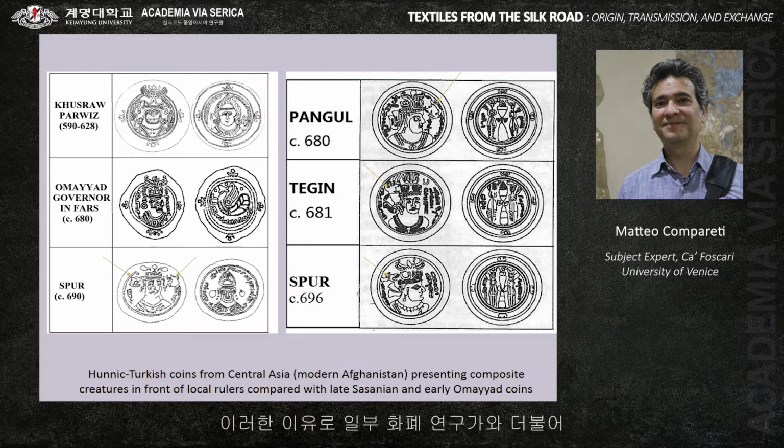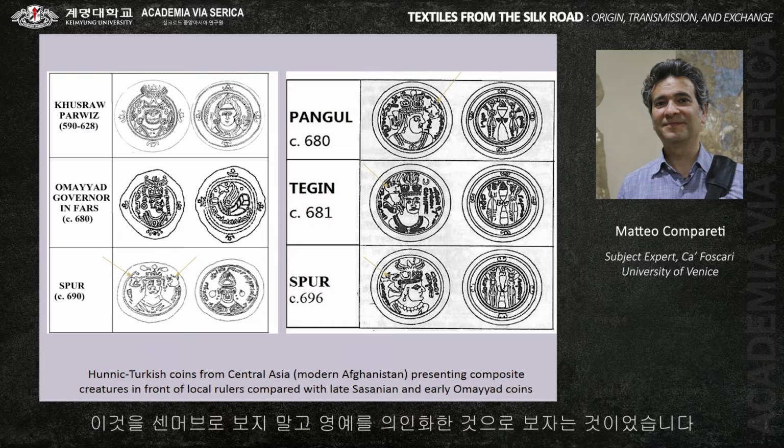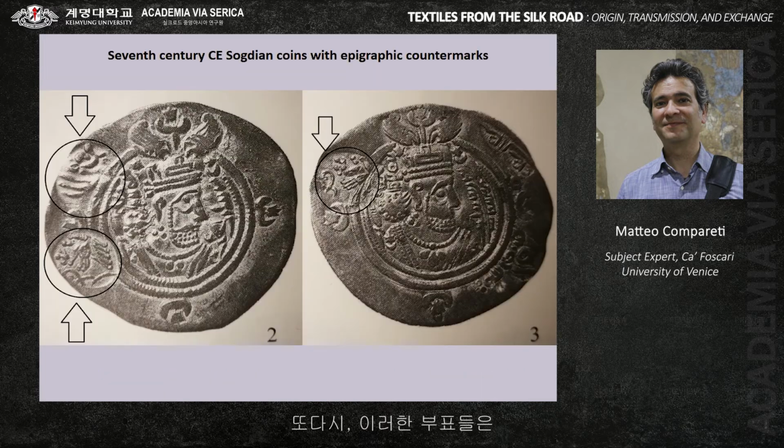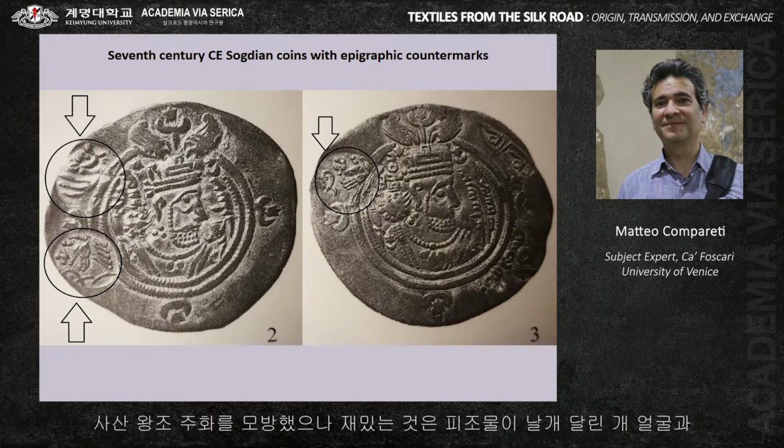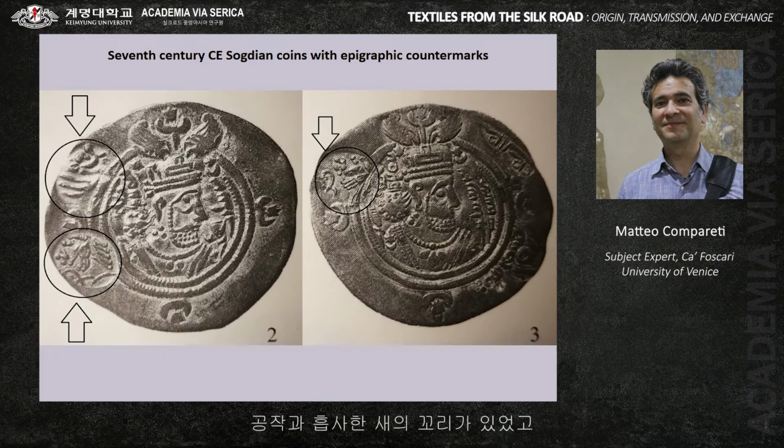That's why some numismatists, some specialists, propose to identify this creature not with Simurgh, but with a personification of glory. Again, we have these countermarks on Sogdian coins from the 7th century CE, imitating Sasanian coins, of course, but it's interesting to see that we have this creature, a kind of dog face with a wing and the tail of a bird, most likely a peacock, and then the inscription in Sogdian, Farn. Farn in Sogdian, far in Persian, is practically the same word, meaning glory. And this is what this creature is.